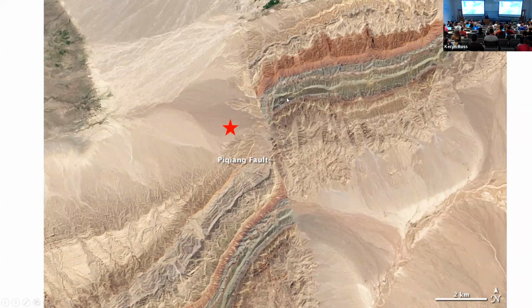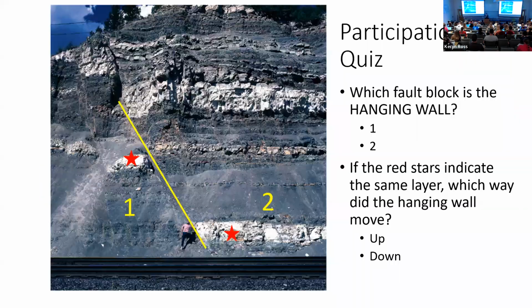If you reconstruct it, put it back to the way it was, so it was all just one line, then which one had to move which direction to make it look like it does today? Does that make sense? Hopefully. Okay. How about this participation quiz? This is not a strike slip fault. This is either a reverse or a normal fault. Which one is it? So which fault block is the hanging wall?